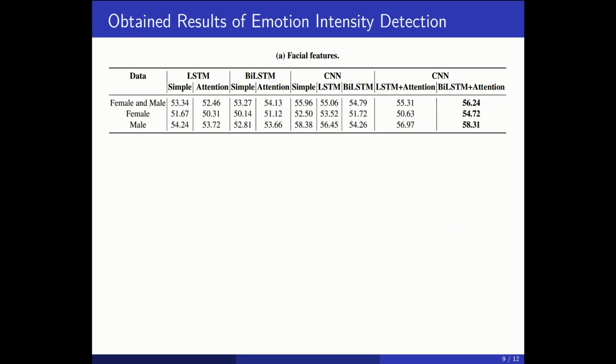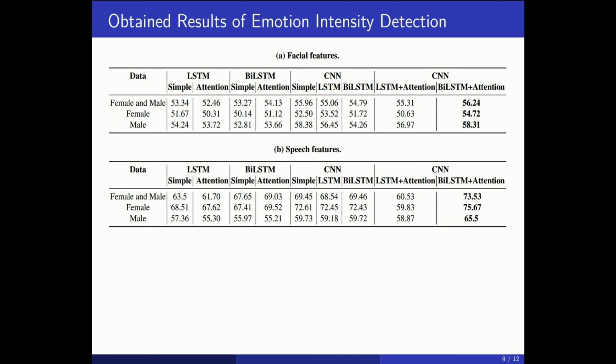Applying the obtained features to the proposed architectures showed that when facial features are used, the combination of convolutional neural networks, BiLSTM and attention layers leads to the highest accuracy compared to the other models. Additionally, the obtained accuracy in emotion intensity detection for males is higher than for females, or the combination of males and females.